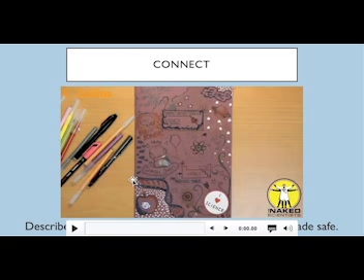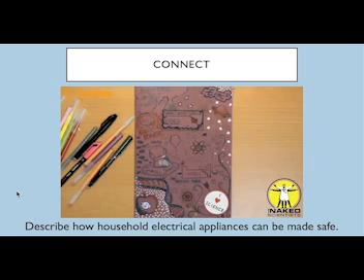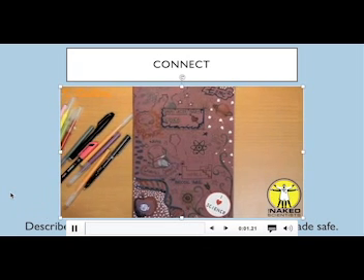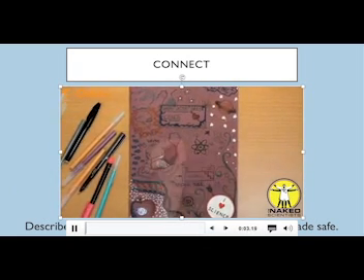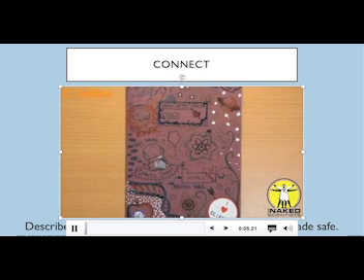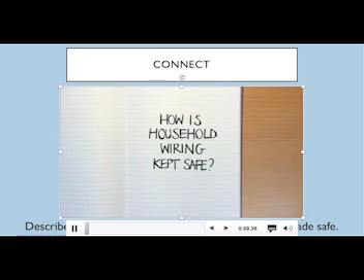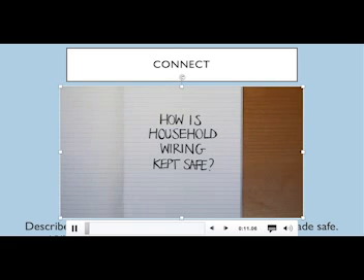So first of all, have a look at this. This is a little bit of a recap of some of the things we've done before, describing how household electrical appliances can be made safe. How is household wiring kept safe?